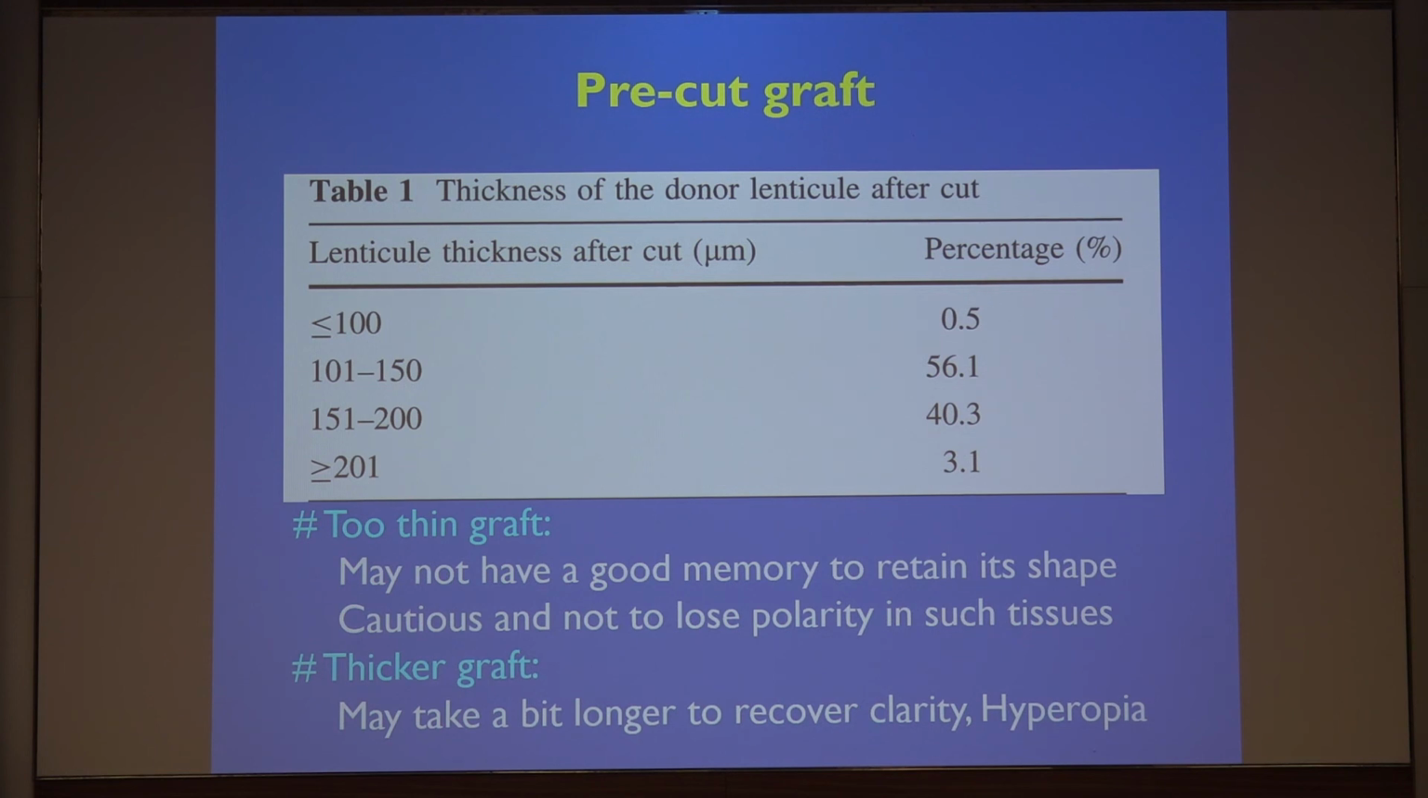Now, these are two things. When the tissue is too thin, it may not have a very good memory to retain its shape. It behaves almost like a DMEK roll. So one needs to be cautious with these corneas not to lose the polarity and the right orientation. What one can do is mark the corner to get the right orientation. Thicker grafts are okay to use and don't cause any issue, but they may take a little longer for corneal graft clarity to recover, and they can sometimes account for a little bit of a hyperopic shift.